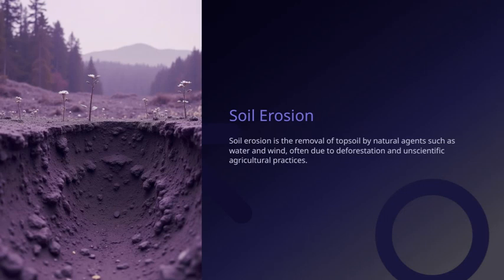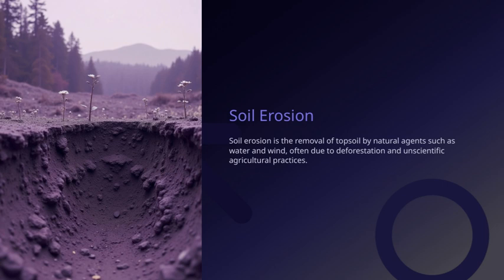Soil erosion is essentially the process where the top layer of soil gets removed. This can happen naturally through agents like water and wind. However, it's often accelerated by human activities, especially deforestation and certain agricultural practices that aren't sustainable. When trees are cut down or land is misused, the protective cover that keeps the soil in place is lost. As a result, the soil becomes vulnerable and can be washed or blown away more easily.